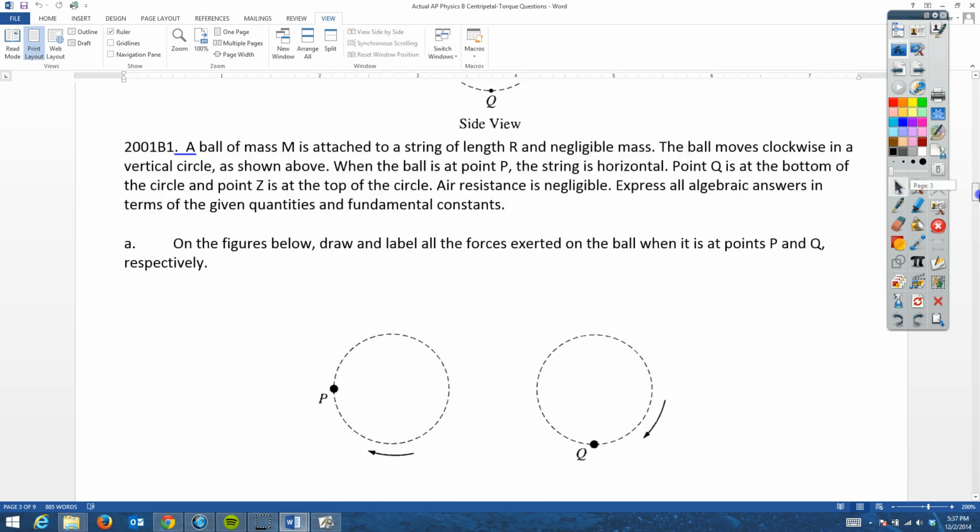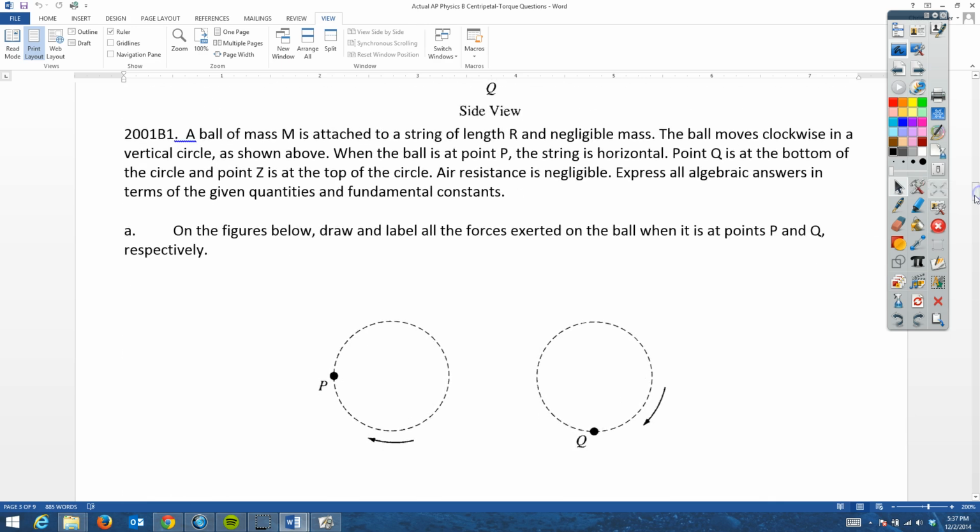On the figure below, they want us to draw and label all the forces exerted on the ball when it's at points P and Q. So here's P and here's Q. Remember, we're twirling it in a vertical circle. So the first force we always have done on these is the mg force, or the force due to gravity. We'll do the same thing at point Q, and we've got mg.